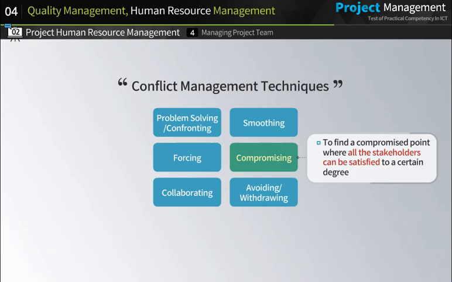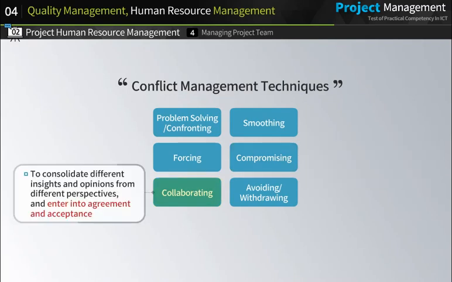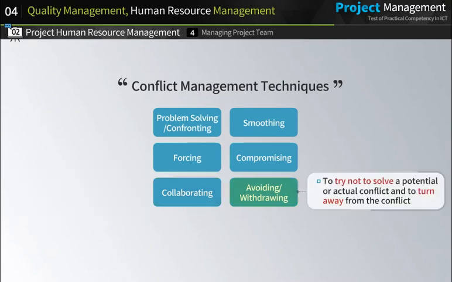Fourth, compromising is to find a compromised point where all the stakeholders can be satisfied to a certain degree. Fifth, collaborating is to consolidate different insights and opinions from different perspectives, and to enter into agreement and acceptance. Lastly, avoiding or withdrawing is to try not to solve a potential or actual conflict and to turn away from the conflict.